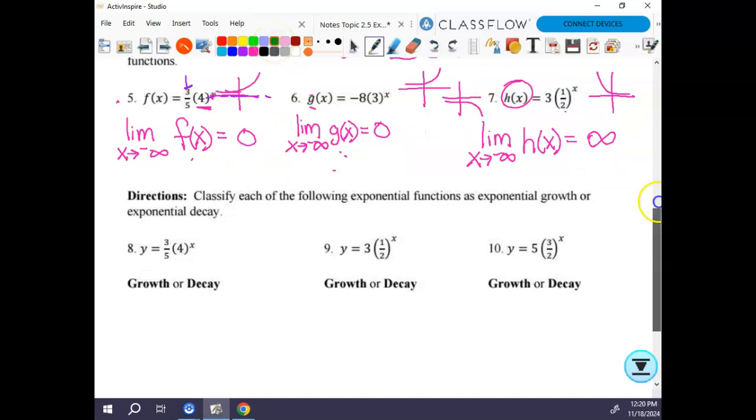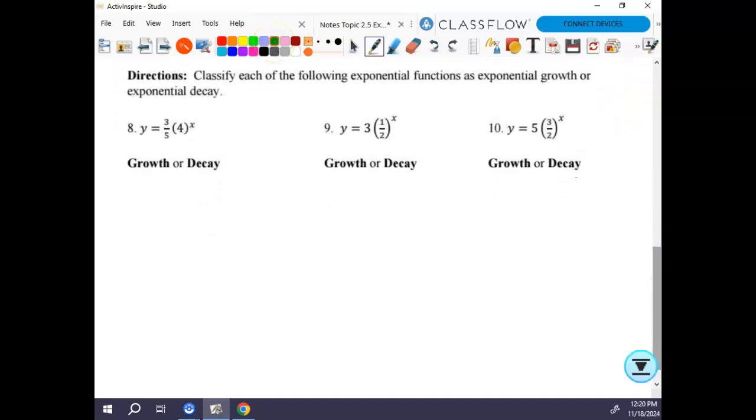Let's see, so it just says classify as exponential growth or decay. So the number out front doesn't mean anything. It's the B part that matters, right? This is greater than one, so it's growth. So what do you think about nine? Decay. What do you think about 10? Growth, okay? So some people see a fraction and always want to say decay. It doesn't have to do with being a fraction. It has to do with B being greater than or less than 1. Okay? Everybody good with that? Easy enough? All right. Flip it over.